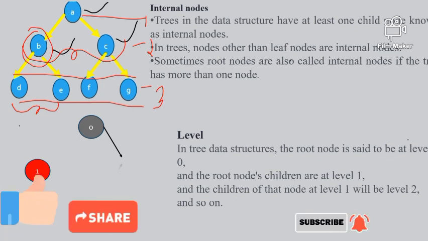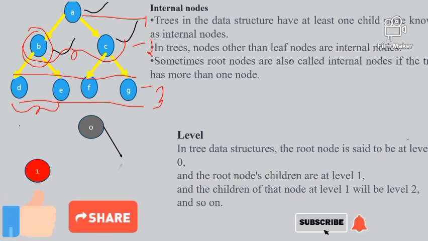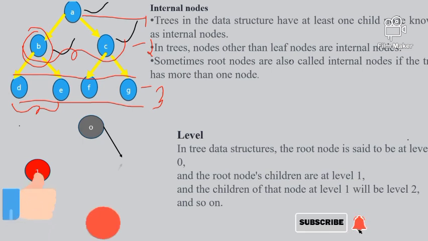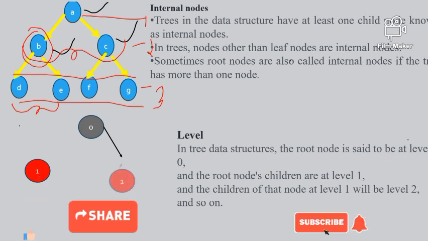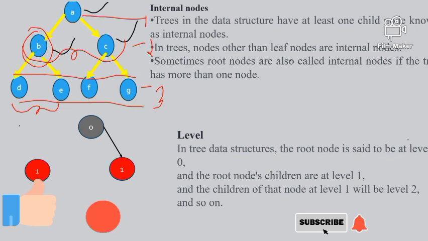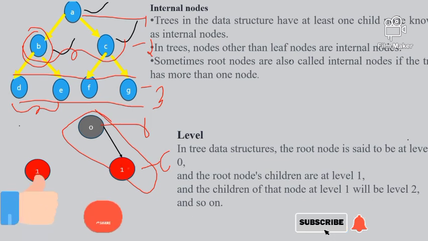Suppose I just want to connect it. So how can I represent the level? If there is a connection from the root node to a child node, then I can say the root node has level 0. My child node is at the first level, by the help of an edge. So this part is called the level. Here this 0 is nothing but the root node, and this is my child node. So the root node is at level 0 and the child node is at level 1.